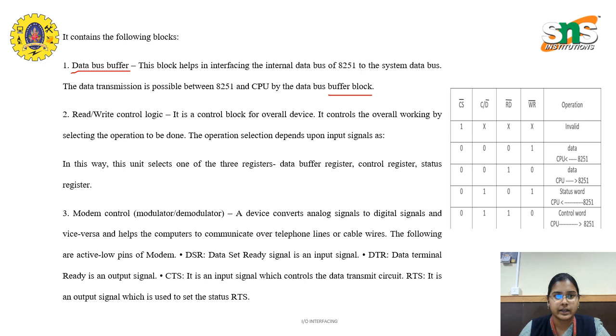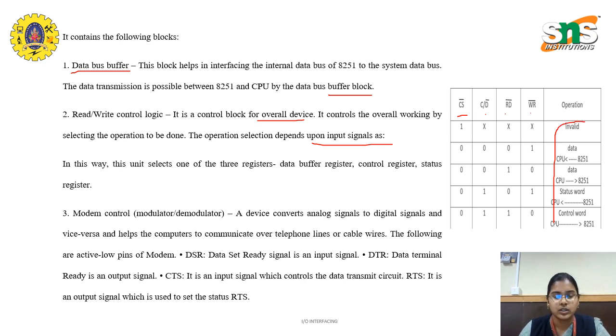Next is read or write control logic. It is the control block for the overall device. It controls the overall working by selecting the operation to be done. The operation selection depends upon the input signals such as chip select, C or D, read, write. So depending upon the control logic of these 4 pins, the operation will be performed like invalid, or data transmit from the CPU to USART, or data transmit from USART to CPU. So the status will be intimated here.